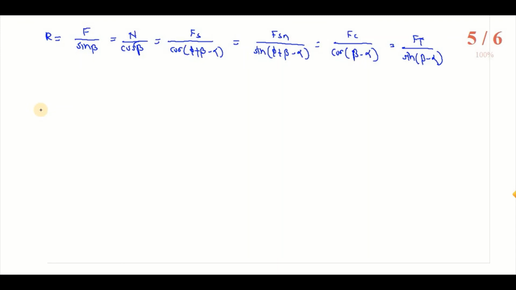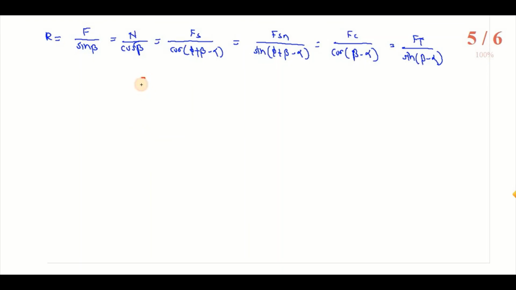For that we have written all the values, that is F upon sin beta is equal to N upon cos beta, which is equal to Fs upon cos(phi plus beta minus alpha), which is equal to Fsn upon sin(phi plus beta minus alpha), which is equal to Fc upon cos(beta minus alpha), which is equal to Ft upon sin(beta minus alpha). So by using this relation, we can develop the relationship between measurable forces and actual forces. Which are measurable forces? Fc and Ft, and actual forces are F, N, Fs, Fsn.